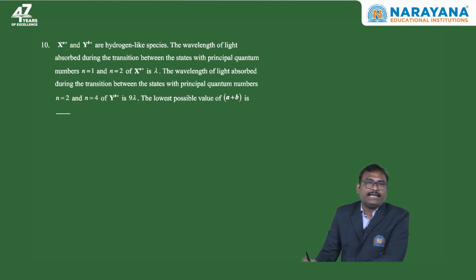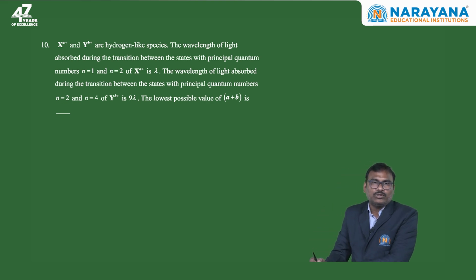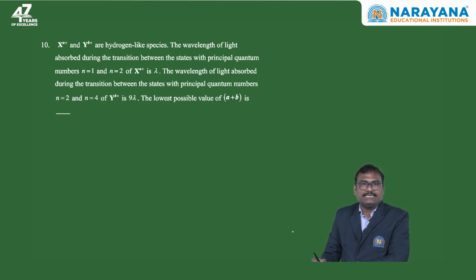The wavelength of the light absorbed during the transition between the states of principal quantum number n equal to 1 to 2 of X^(a+) is lambda, and the wavelength of the light absorbed during the transition between the states with principal quantum number n equal to 2 to 4 of Y^(b+) is 9 lambda. The lowest possible value of a plus b is what is going to be asked.